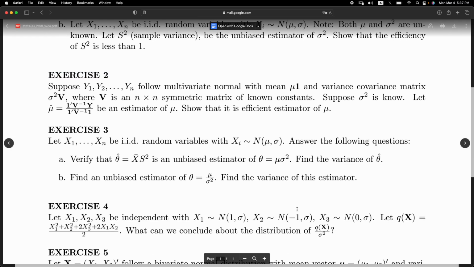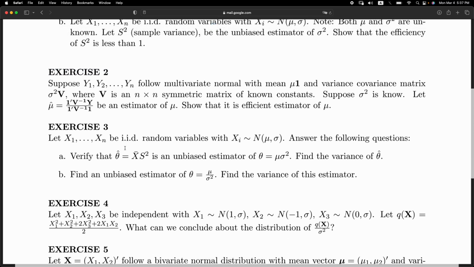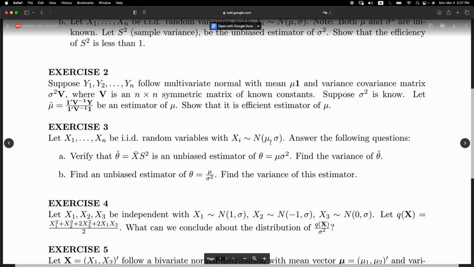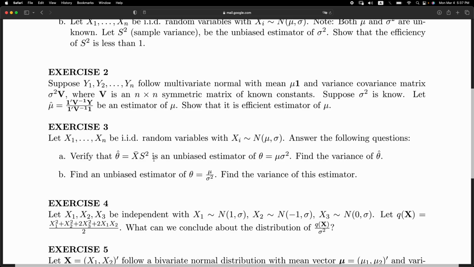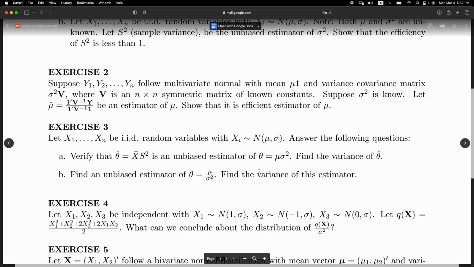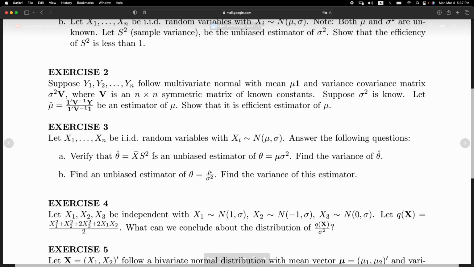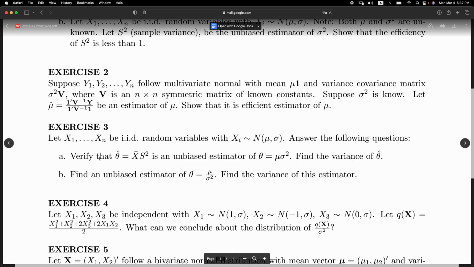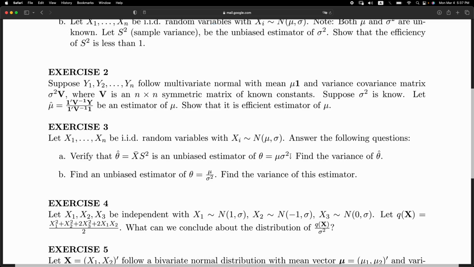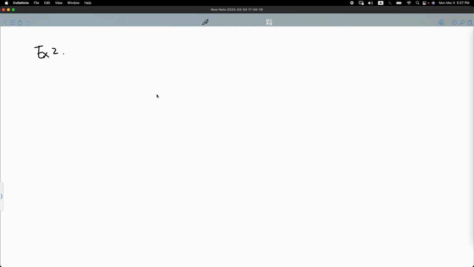Okay, so let's take a look. X1 to Xn are IID, generally normal with mean mu and sigma. Answer the following questions. Theta hat is X bar times S squared, and it's an unbiased estimator for mu sigma squared. Find the variance of that. So we first need to verify that. Whenever we want to verify an unbiased estimator, we take the expectation of the estimator and see if it equals mu multiplied by sigma squared.